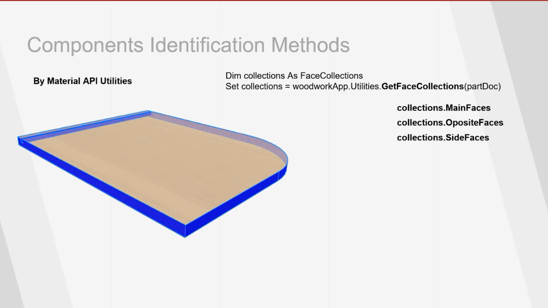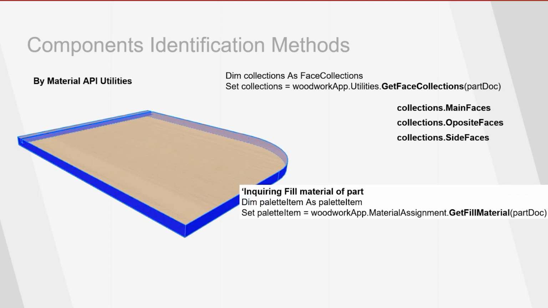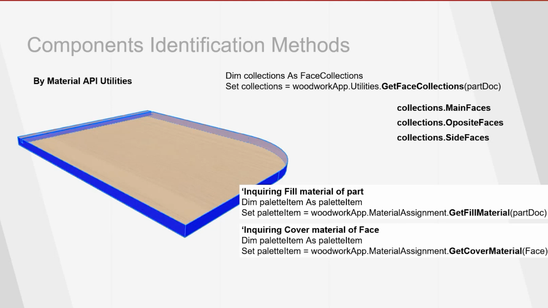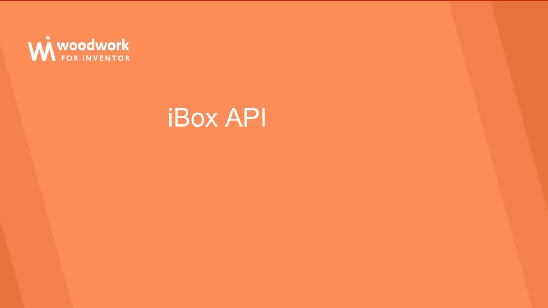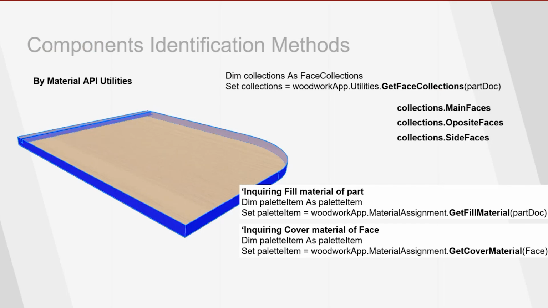You can ask the part what fill materials you have, and also you can get information about coating materials. You pass a face as an argument, and you get the answer what material is applied to this face. So that's all I want to say about the Material API.